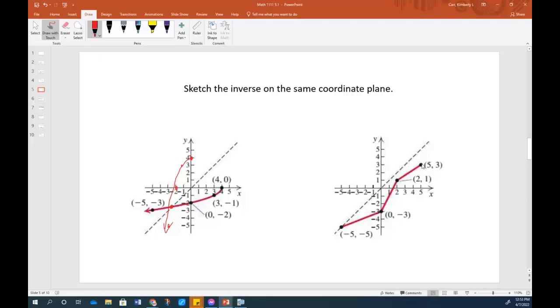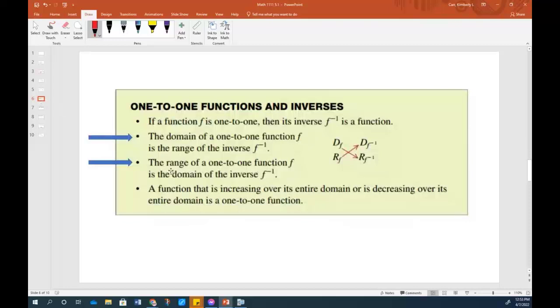So here we'll do this one, 3, 5, 1, 2, -3, 0, and this one reflects to itself at -5, -5. So that's how we know what it's going to look like and where we put our lines to do the inverse. This is some key information because one thing you'll have to do is be able to find the domain and range.